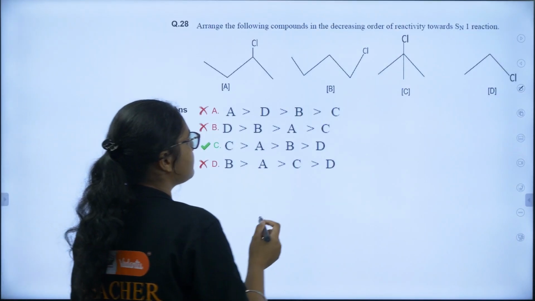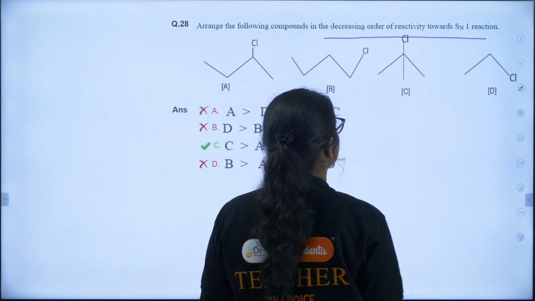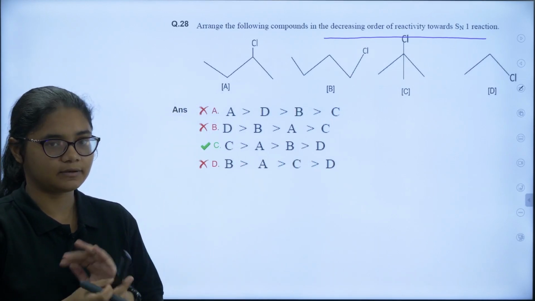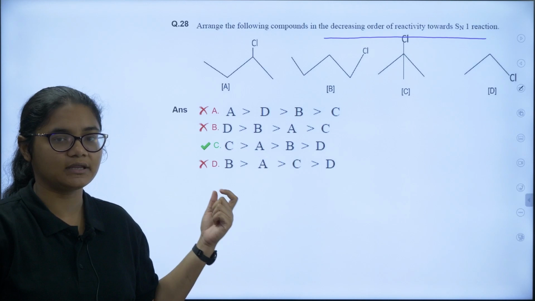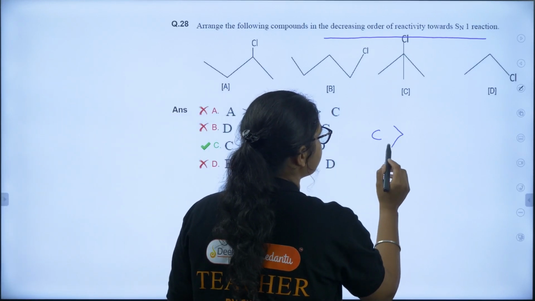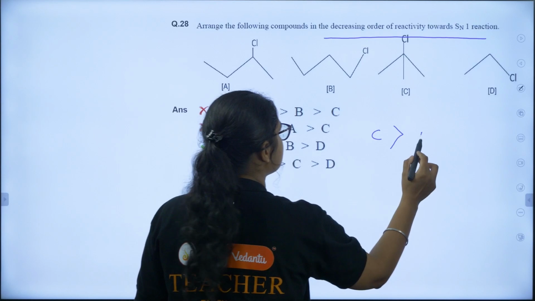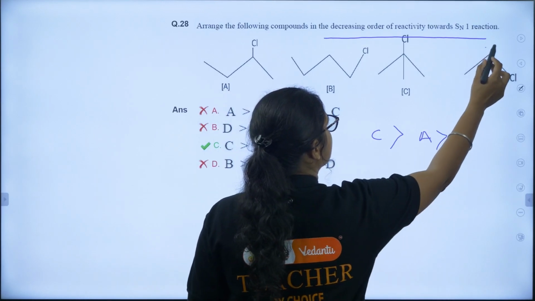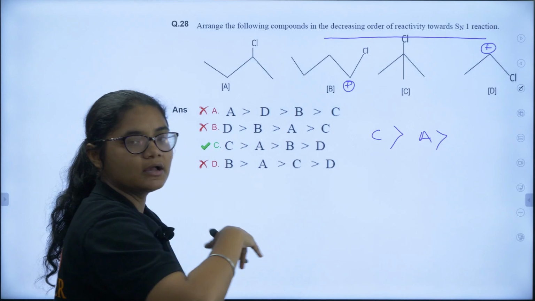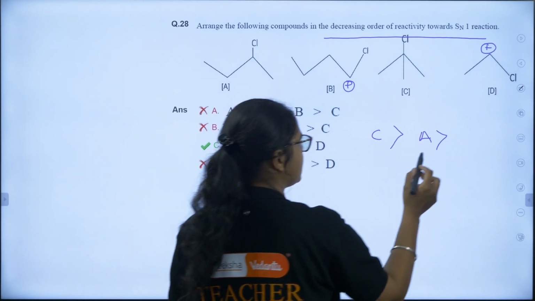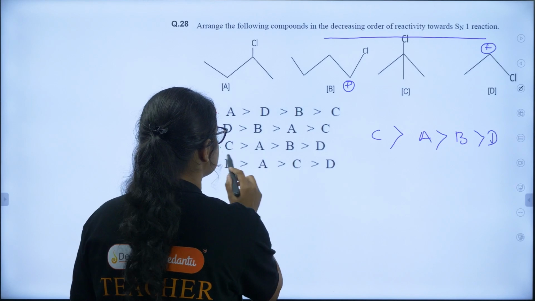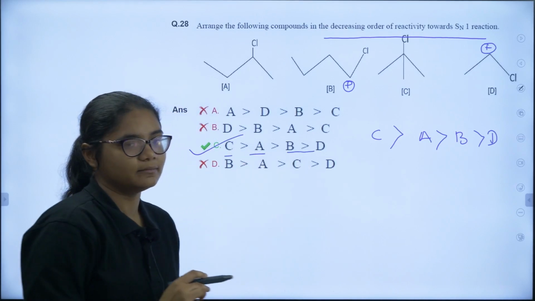Which of the following compounds is in the decreasing order of reactivity for the SN1 reaction? Decreasing order means the one which is tertiary will be more reactive, the one which is primary will be less reactive. So if you see, C will be more reactive, and then A will be there. Now with Cl, here the carbocation will be less stable, but here the carbocation will be more stable because it will have more plus I effect. So then it will be B and last will be D. So CABD, that is your option number C.